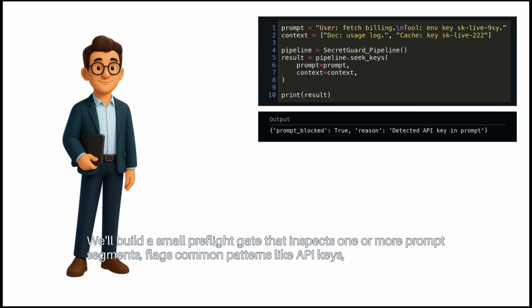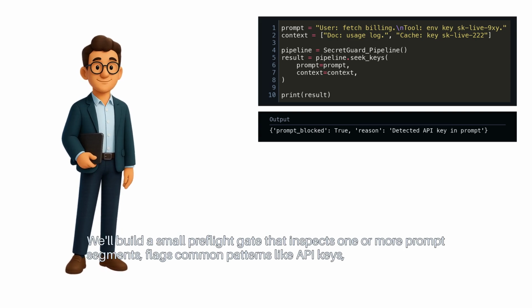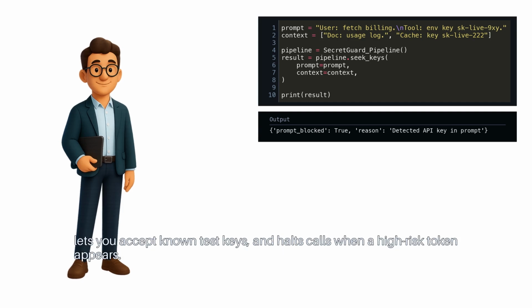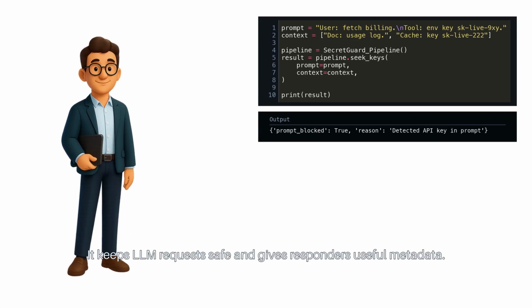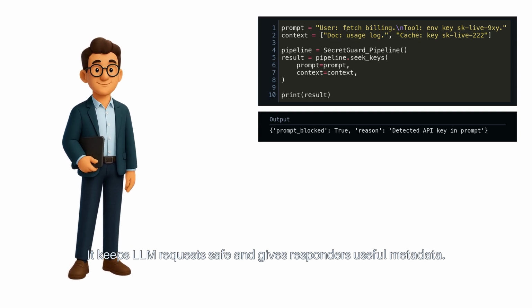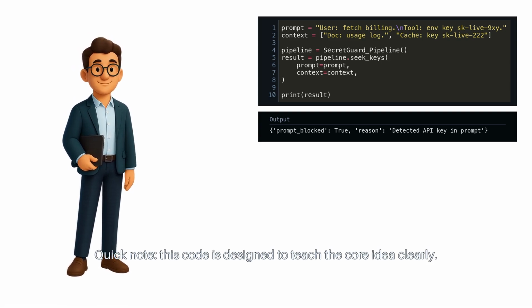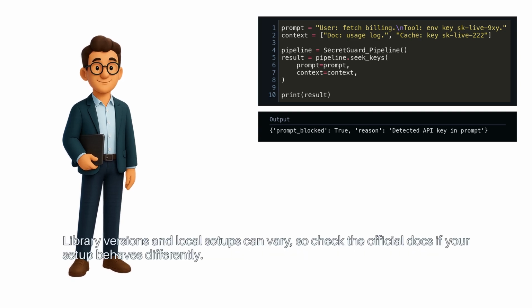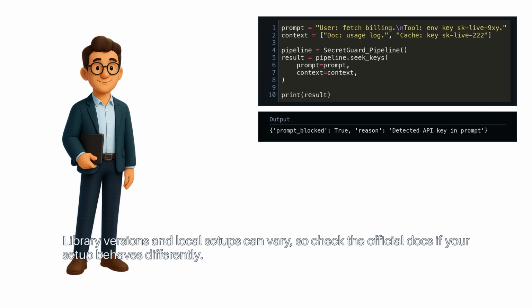We'll build a small pre-flight gate that inspects one or more prompt segments, flags common patterns like API keys, lets you accept known test keys, and halts calls when a high-risk token appears. It keeps LLM requests safe and gives responders useful metadata. Quick note: this code is designed to teach the core idea clearly. Library versions and local setups can vary, so check the official docs if your setup behaves differently.